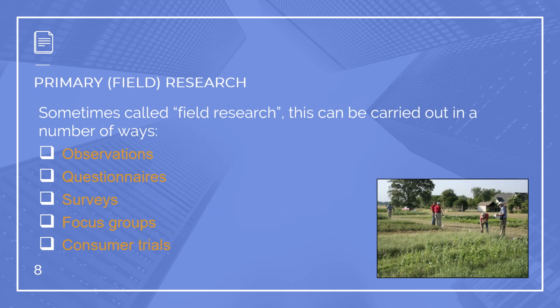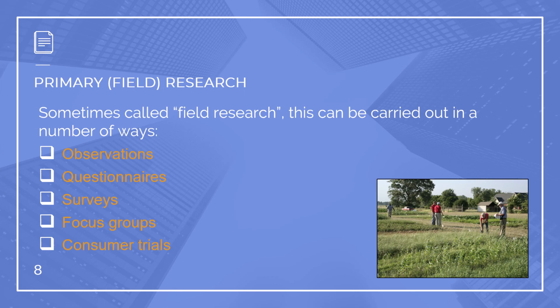We need to look at primary research next. So this is looking at something that is sometimes called field research, and that's because you tend to go out yourself to do it. So there's 5 different options here: observations, questionnaires, surveys, focus groups, and consumer trials. You just need to know what each one is.